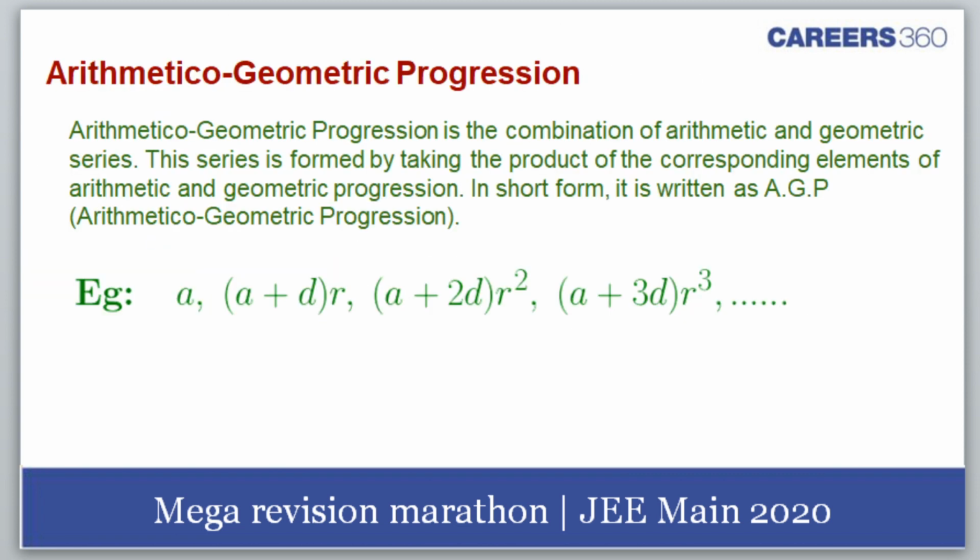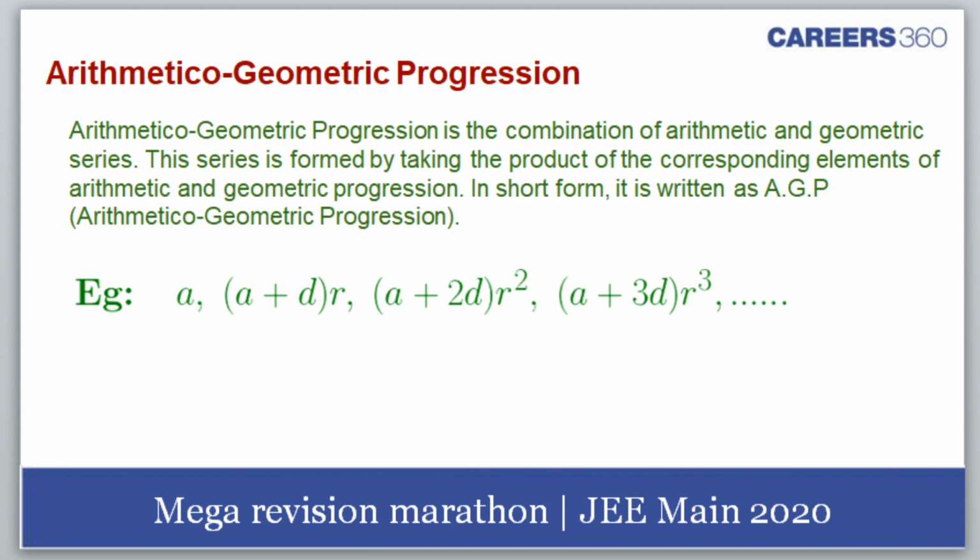So we'll progress to arithmetic geometric progression. Arithmetic geometric progression is the combination of arithmetic and geometric series. This series is formed by taking the product of the corresponding elements of an arithmetic and a geometric progression. So we have written a general AGP: a, a plus d, a plus 2d, a plus 3d is progressing as an AP, and 1, r, r square, r cube is progressing as a GP.